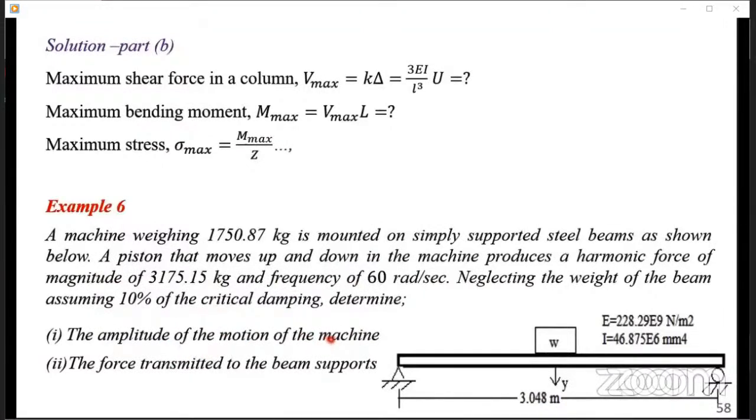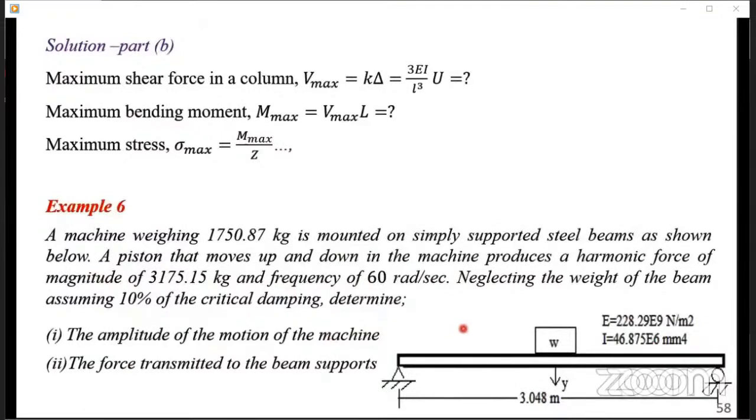So you have to calculate what? The amplitude of the motion of the machine, the amplitude of the forcing component, the U capital. And then you have to calculate what is the force transmitted to the beam support. So this is a new component, the second part too. And this is the part that I want us to dwell on, because the first part you can solve quite easily. So I have provided the solution for the first part.